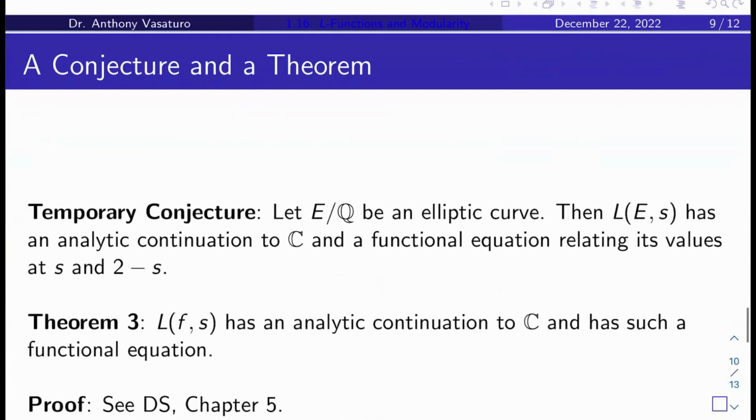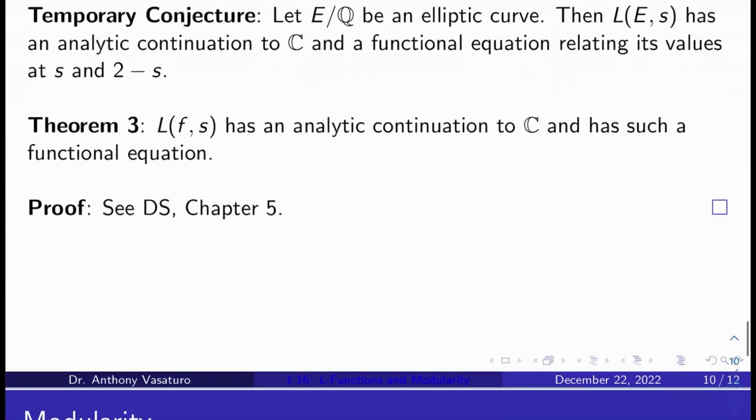So a conjecture, a theorem, and then a definition. Temporary conjecture: what do we like? L-functions are a lot easier to work with when they're defined everywhere, not just on right half planes. They're also a lot easier to work with when they have functional equations, because then we can study them by studying them on a thin vertical strip, usually.